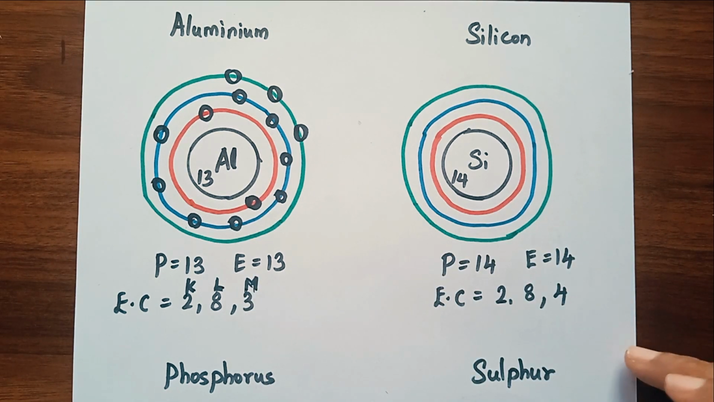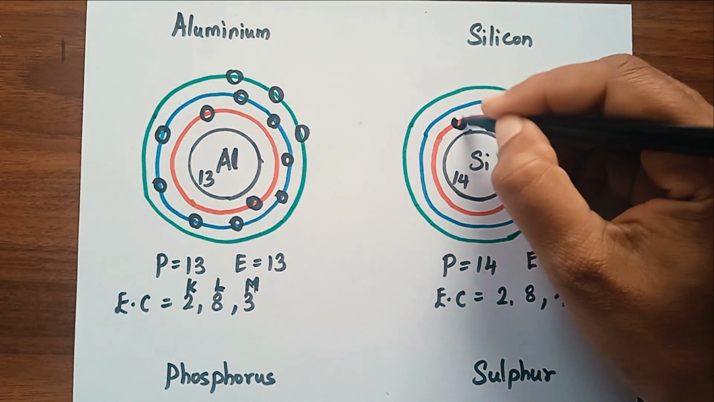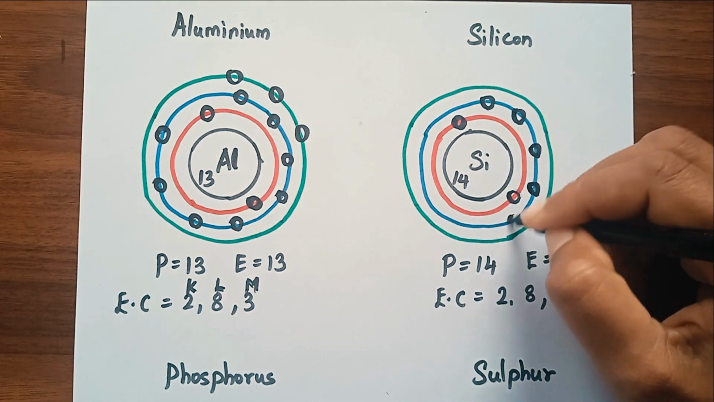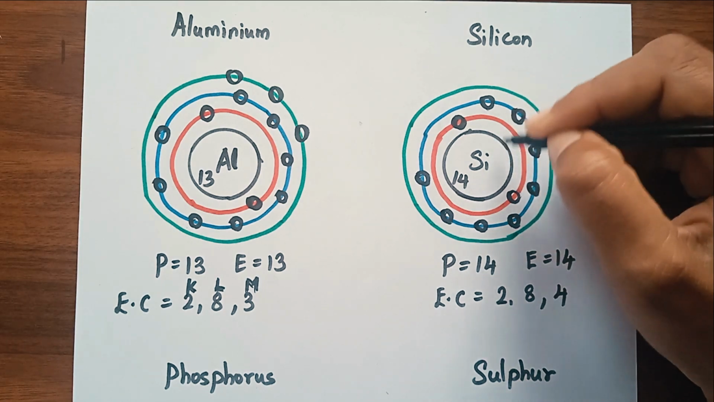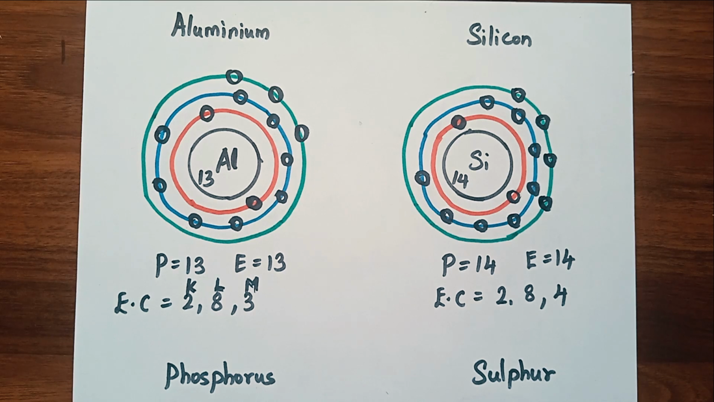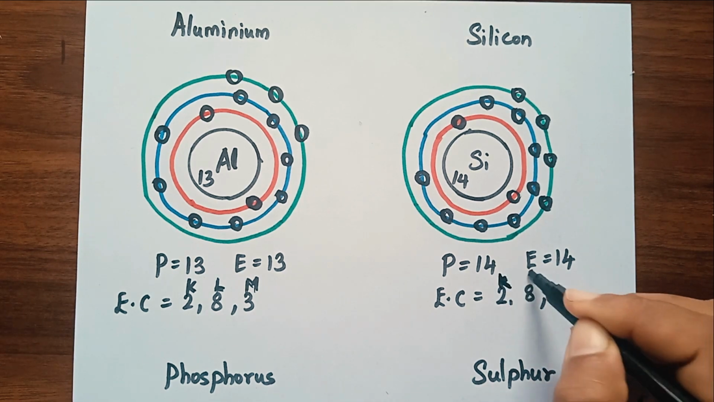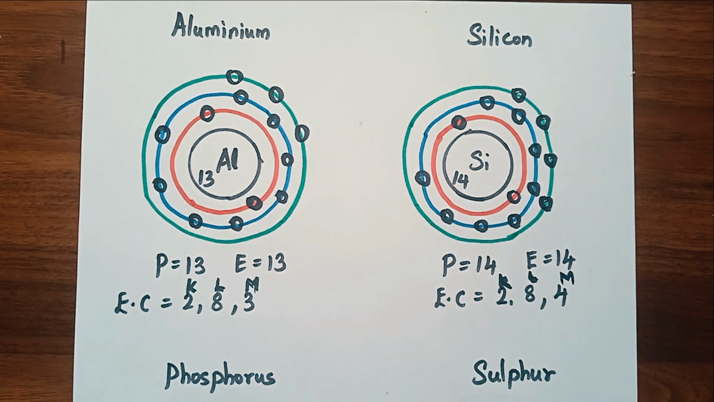Okay. Now we will see for silicon. Silicon total number of electrons is 14. 1, 2, 3, 4, 5, 6, 7, 8, 9 and 10. So totally 10 is over. 11, 12, 13, 14. Okay, electronic configuration for this is 2, 8, 4, K shell 2, L shell 8 and M shell 4.